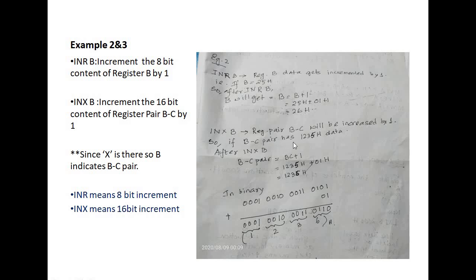Suppose the BC pair contains 1235H data, for example. If you write INX B, what will it do? The BC pair will be incremented by 1, that is 1235H will be incremented by 1 and it will be converted into 1236H. Now see here how it gets converted in binary. If you write 1235, it will be incremented by 1, that is 1236H. Clear? So INR means 8-bit increment and INX means 16-bit increment. Clear? I think it is clear.